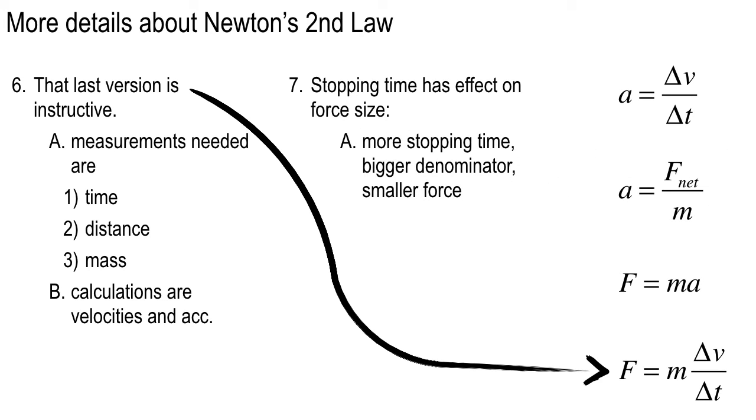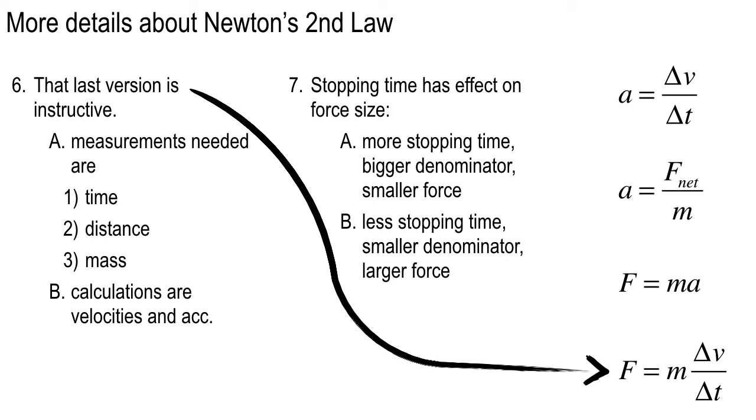So the more stopping time, now that's going to be in the denominator. Now the amount of delta V is controlled by how high the box is, and then how you might jump a little bit upward from the box. So your highest height controls delta V. All right, but delta T, how long does it take to stop? That's controlled by flexing your knees and stuff. Okay, so more stopping time, bigger denominator, smaller force. By the same token, less stopping time, smaller denominator, larger force.